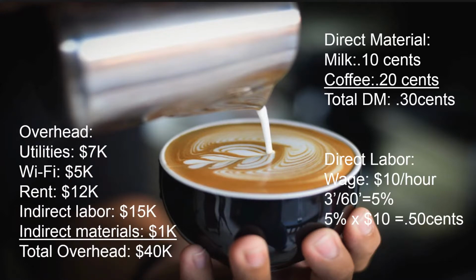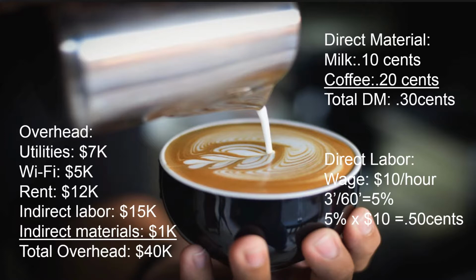Now, let's talk about overhead. Overhead costs are most often calculated using monthly or annual expenses. In this example, we will use annual cost. The utilities for the year are $7,000. Wi-Fi for the year is $5,000. Rent for the year is $12,000. Indirect labor for the year is $15,000.